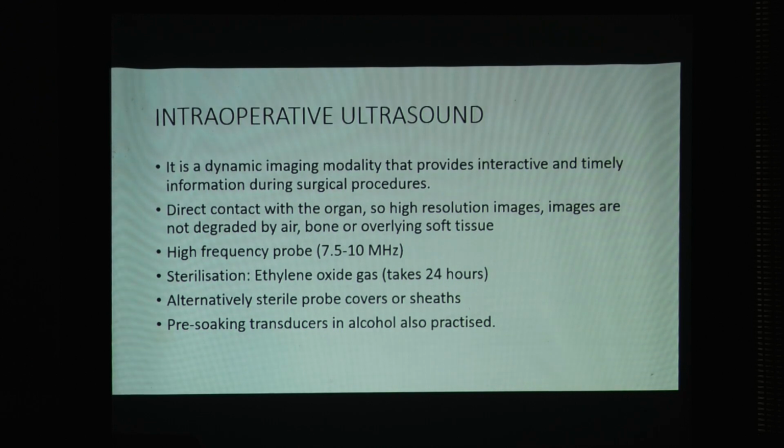Intraoperative ultrasound is a dynamic imaging modality that provides interactive and timely information during surgical procedures. Direct contact with the organ gives high resolution images. Images are not degraded by air, bone or overlying soft tissue. High frequency ultrasound probes are used, 7.5 to 10. The main problem is sterilization.